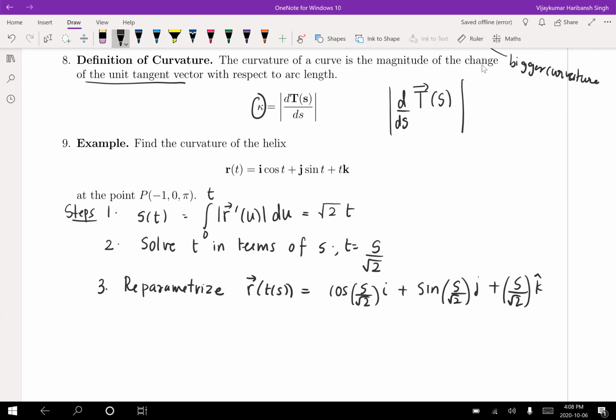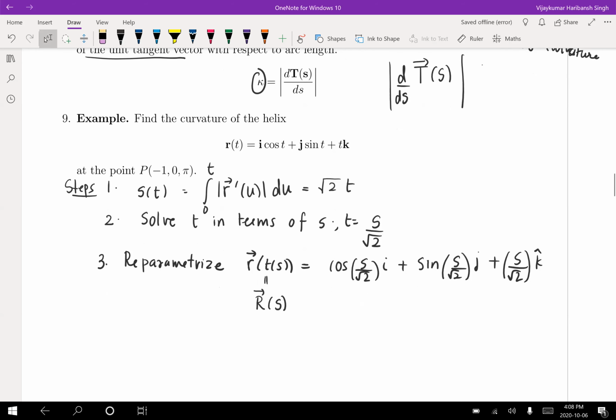Now this is the r of t of s. So this can be thought of as a function of s. Generally we'll denote this by capital R of s. So now we reparameterize this. What is r prime of s? We get the tangent now, right? So to get the tangent, we need r prime of s.